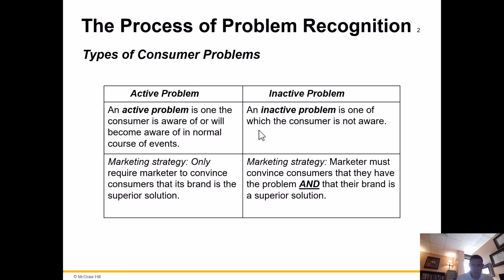So the types of consumer problems. So we sort of have active problem versus inactive problem. An active problem is one the consumer is aware of or will become aware of in the normal course of events. The marketing strategy here is only require the marketer to convince consumers that its brand is the superior solution. And we can compare the active problem to what we call inactive problem. Now, an inactive problem is one of which the consumer is not aware. The marketing strategy here is that the marketer must convince consumers that they have the problem and that their brand is a superior solution.